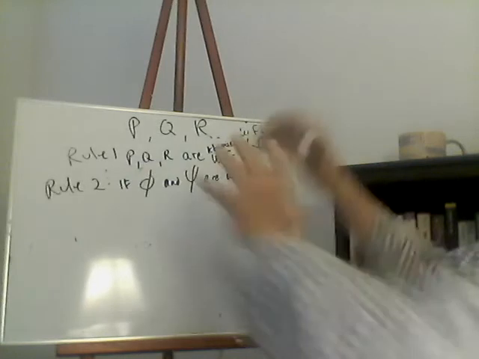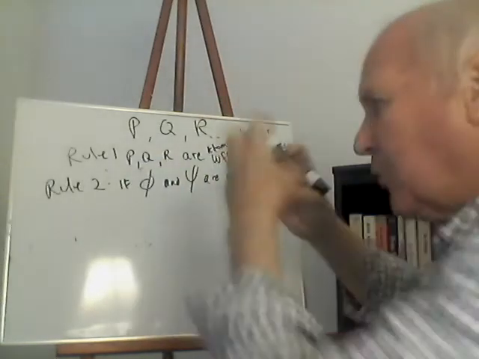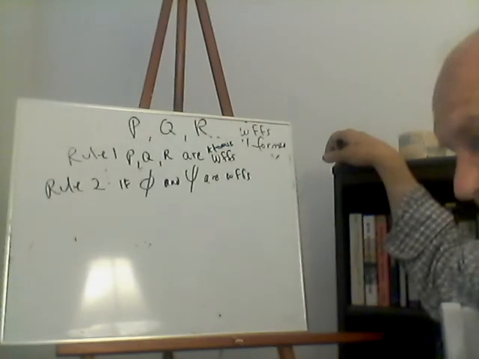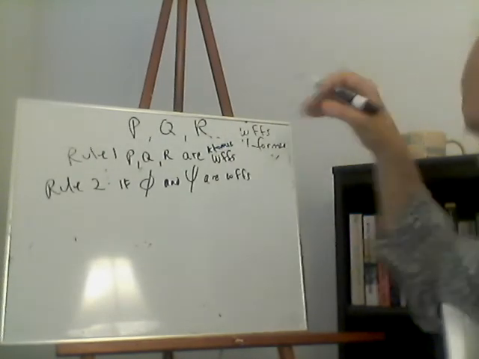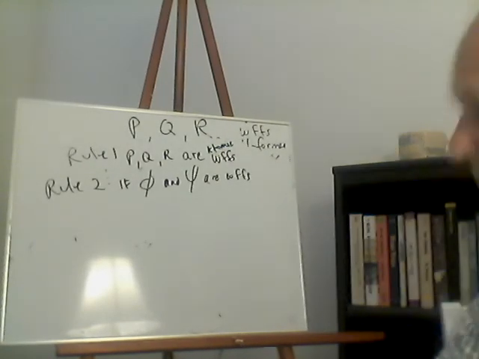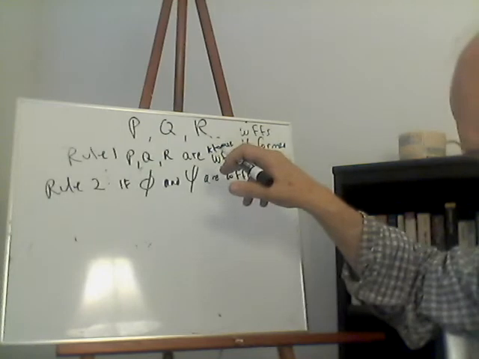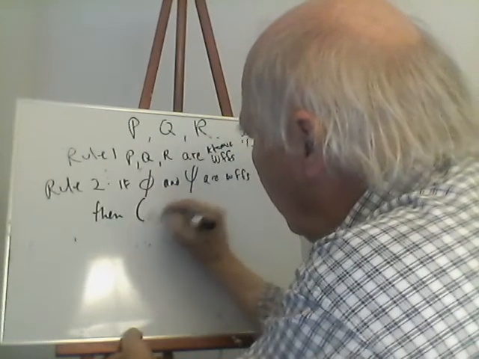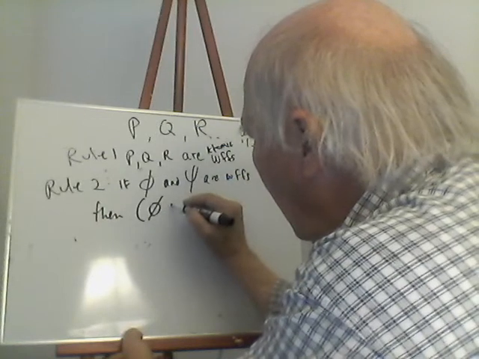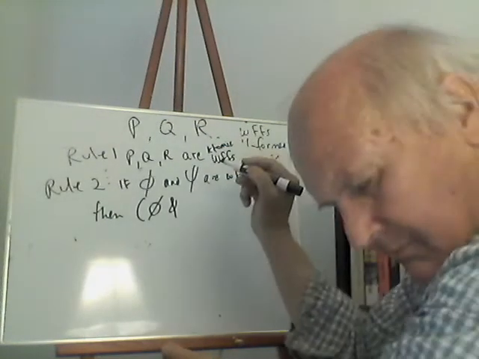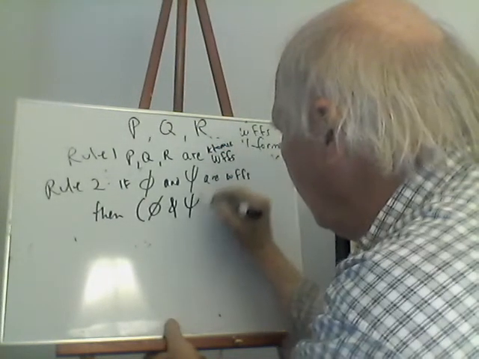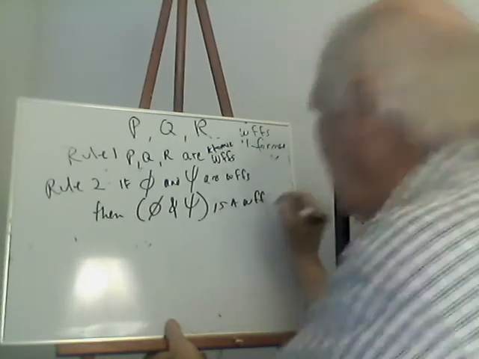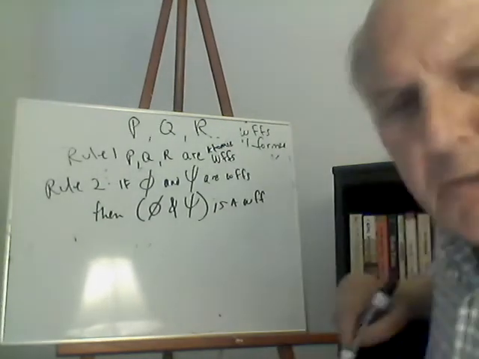So if we have any formula, call it phi and psi, and I'll give you an example in a second. If phi and psi are WFFs, then (phi & psi) is a WFF. Okay, that might look confusing, but let me explain it.